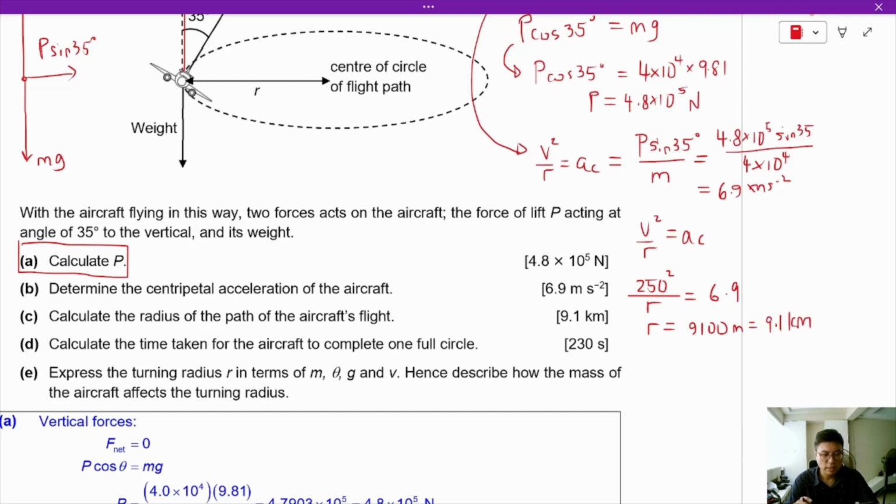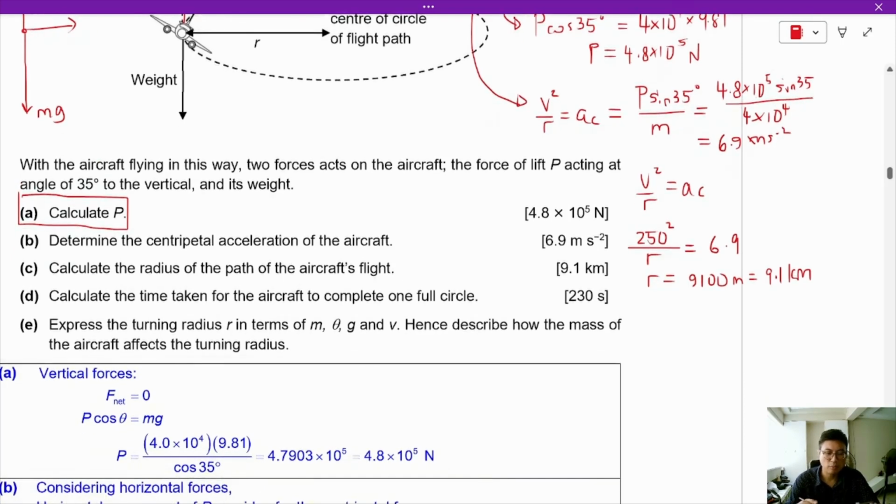And calculate the time taken for the aircraft to complete one full circle. Now this is quite easy. The time taken to complete one full circle is the circumference of the circle divided by the velocity. So it is 2 pi times 9100 divided by 250. So this one gives us 230 seconds.